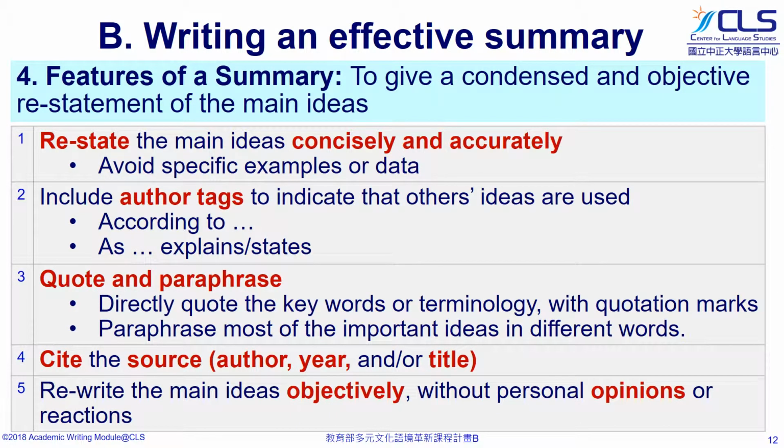As what we've learned, the purpose of a summary is to give a condensed and objective restatement of the main ideas. Now, let's look at the features a summary should include. First, it should restate the main ideas concisely and accurately. Second, it should include author tags such as "according to" to indicate that others' ideas are used.